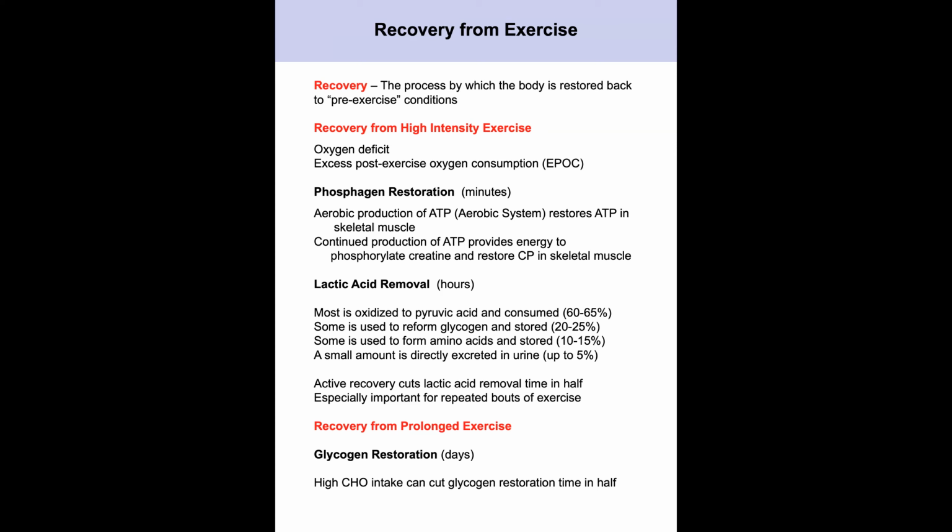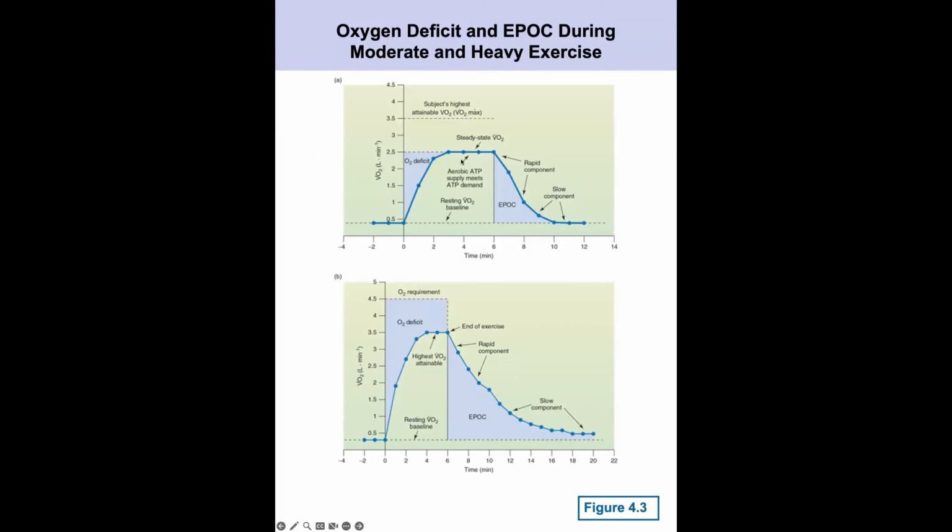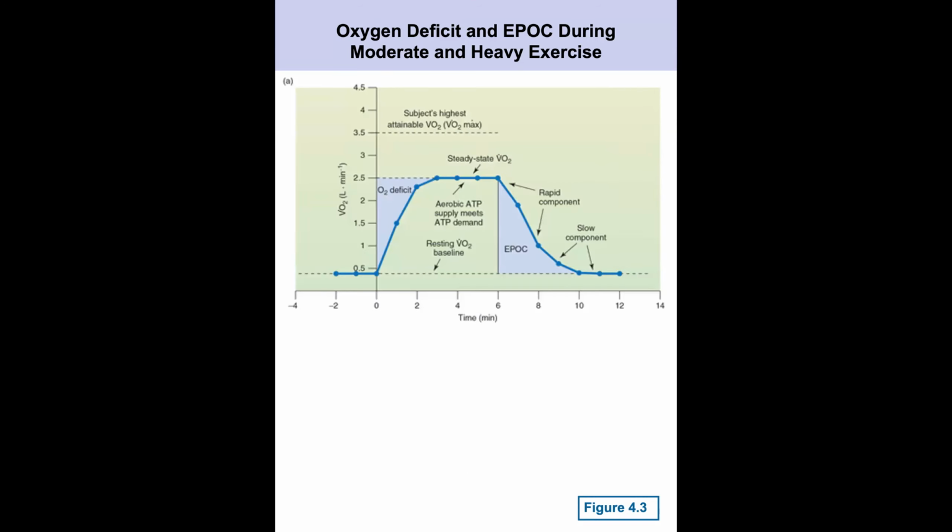And well, let's talk about the differences in high intensity exercise versus prolonged exercise, where prolonged exercise will be glycogen restoration. So essentially, this oxygen deficit and EPOC during moderate and heavy exercise varies. And so on this first slide, essentially what you are looking at is what we call steady state exercise.